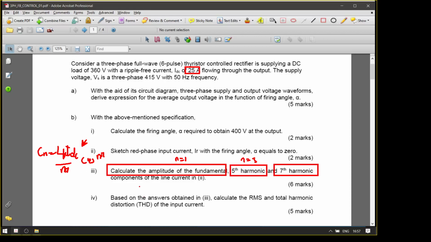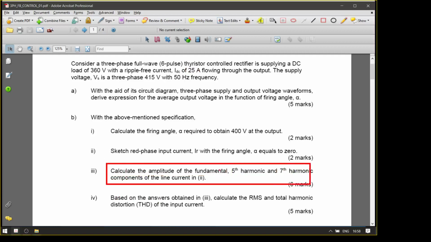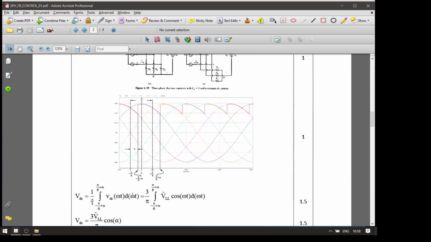And finally, based on the answers obtained in 3, which means you need to use the fundamental component, the fifth component, and the seventh component, calculate the RMS as well as the total harmonic distortion of the input current. So you use the equation. I can show you the solution now. This is the derivation. This is what we did last Monday.